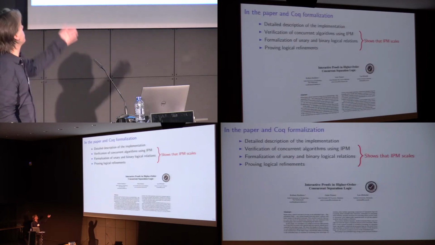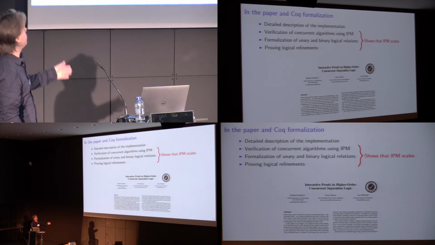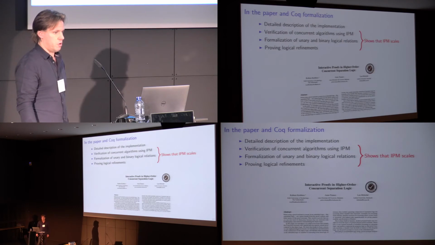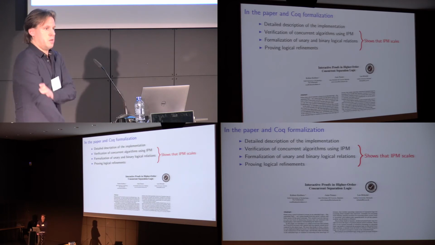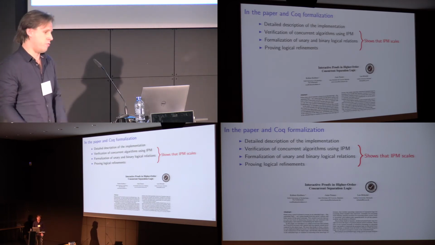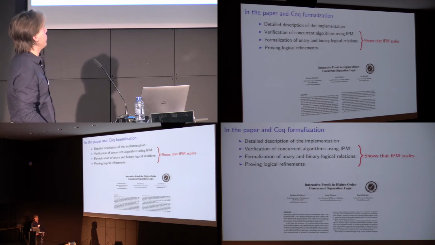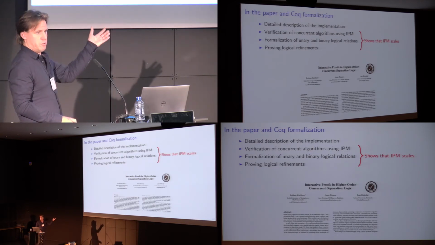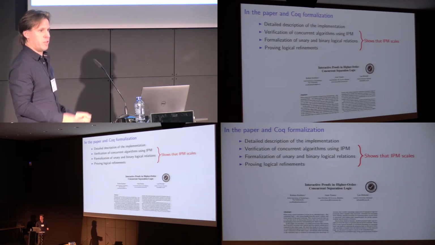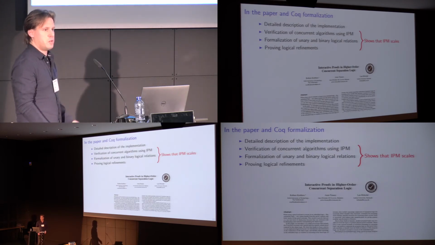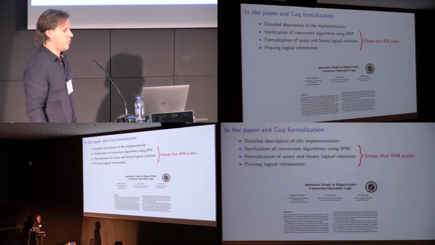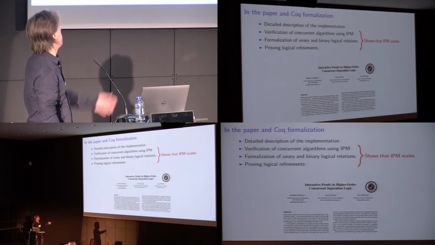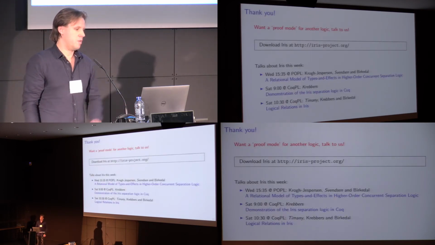So then there is a paper. In the paper there is a detailed description of the implementation, and we have shown that this scales. So we have applied it to verify some concurrent algorithms like locks, counters, barriers, and that stuff. We have used it to formalize unary and binary logical relations, and that's really the kind of area where this work pays off, because that is very much not standard Hoare logic. It's not proving Hoare triples. It's really making use of all the features of Iris to model these logical relations. And we have used it to prove some logical refinement using these logical relations. So, thank you.